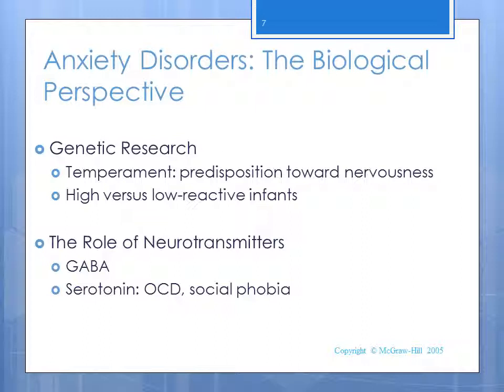And these babies who are highly reactive, who are upset when they are exposed to new stimuli in the environment, are more likely to develop anxiety compared to individuals who do not get as aroused or as upset by new stimuli in the environment. Neurotransmitters, those chemical messengers within your brain, also play a role. So GABA, an inhibitory neurotransmitter, is implicated in anxiety disorders. And then additionally, serotonin, the neurotransmitter related to your mood. Serotonin seems to be involved in things like obsessive compulsive disorder as well as social phobia.